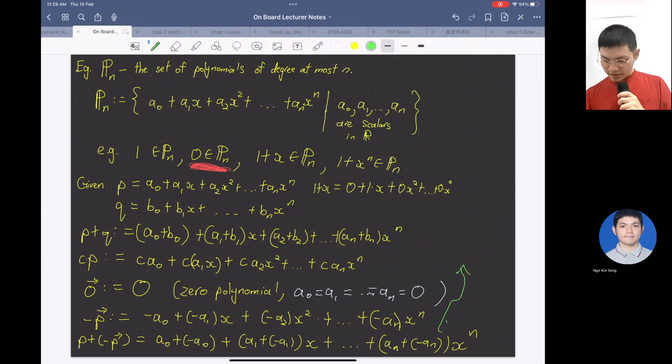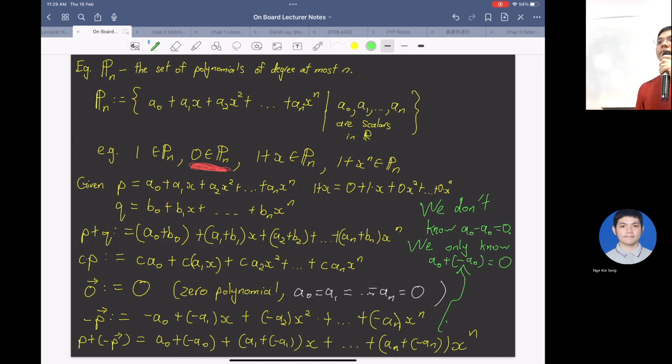We don't know A0 minus A0 is 0. We only know A0 plus minus A0 is 0. I know that in high school we always learn that 1 minus 1 is 0, but actually in this formalism we only know that 1 plus minus 1 is 0. So minus 1 is the thing.